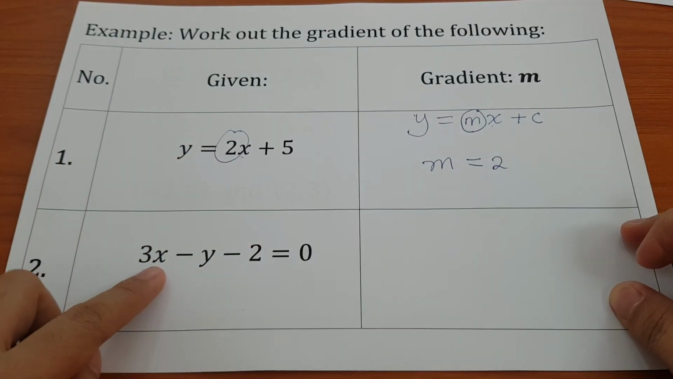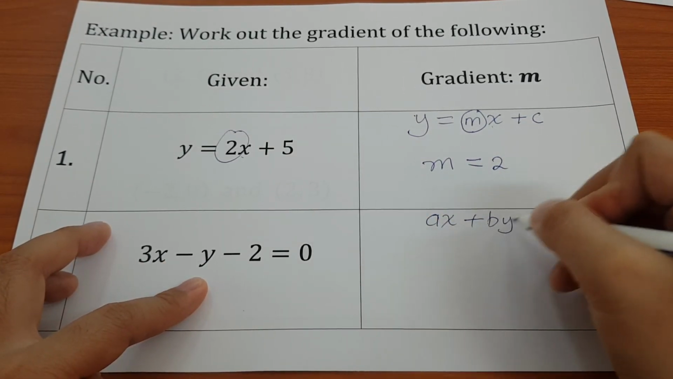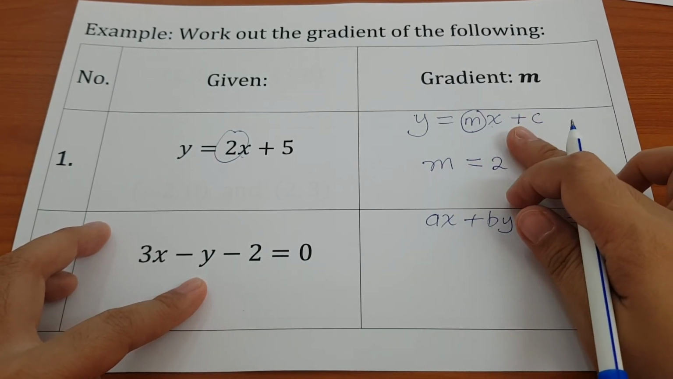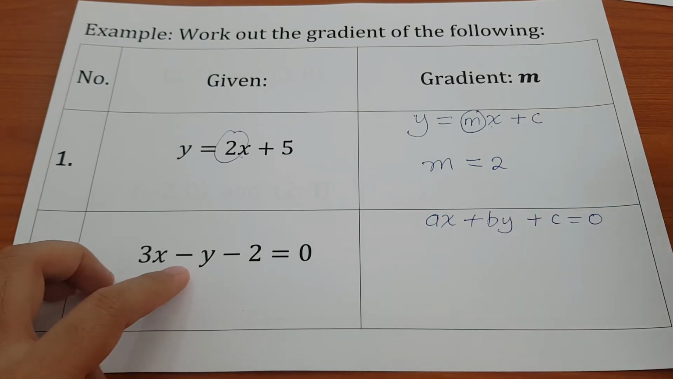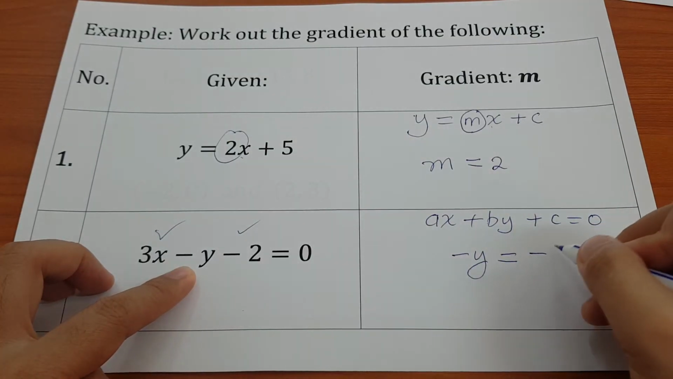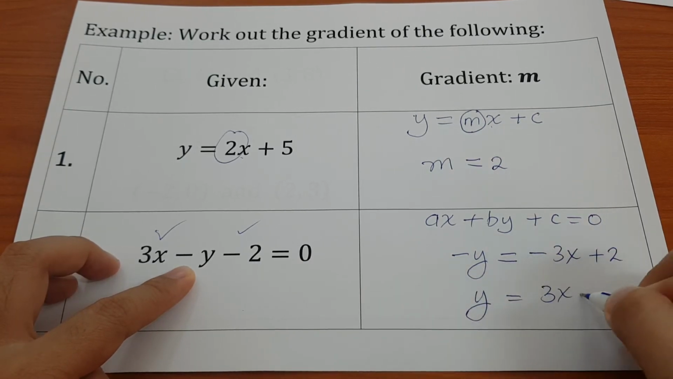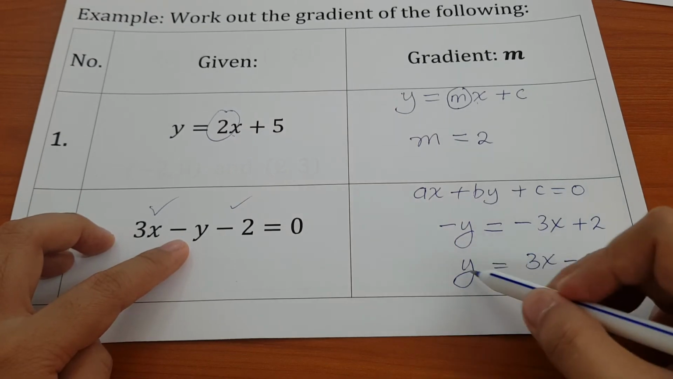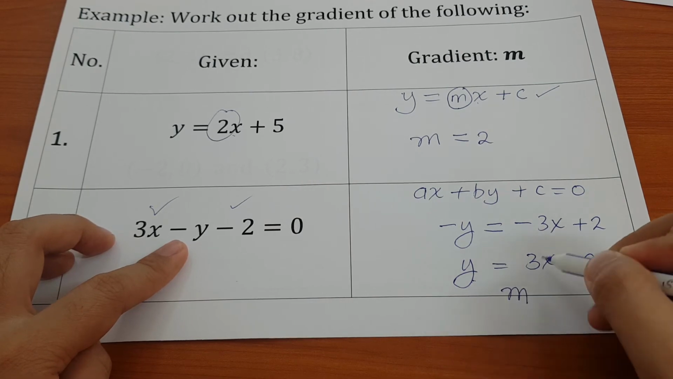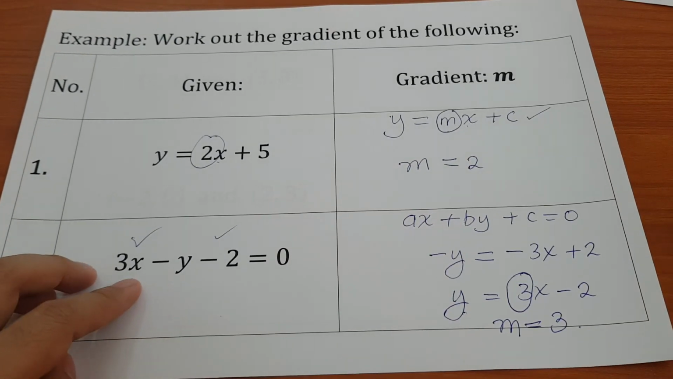Now, take a look at example number 2. This is of the form ax plus by plus c equals 0, so we have to change it into y equals mx plus c first before we can identify the gradient. So y equals 3x minus 2. Now it is of the form y equals mx plus c, and I can identify m as the coefficient of x, so m is equal to 3.